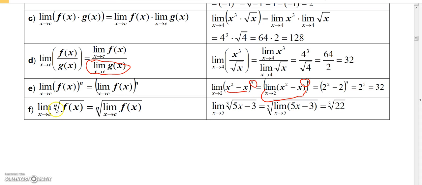And then this next one, the limit of the nth root of a function is the nth root of the limit of the function. So here I have the limit of the cube root of 5x minus 3. Well, I can write that as the cube root of the limit of 5x minus 3 as x approaches 5. And so now just plug 5 in and you get 25 minus 3 is 22. So since we have the cube root of that, the result would be the cube root of 22.